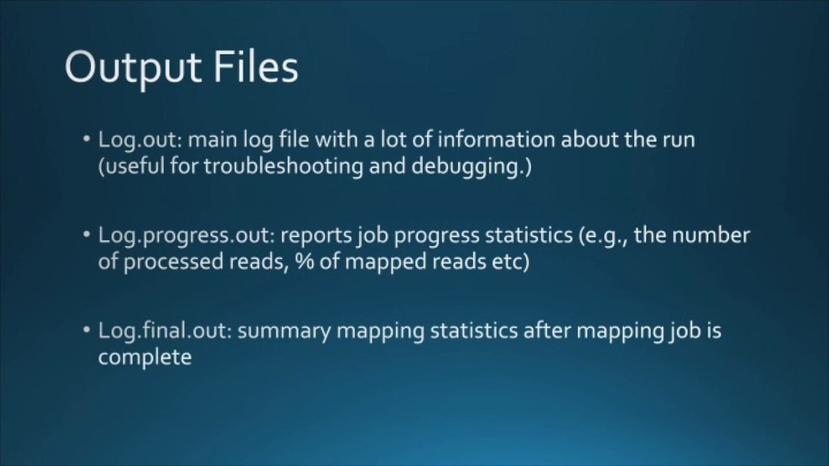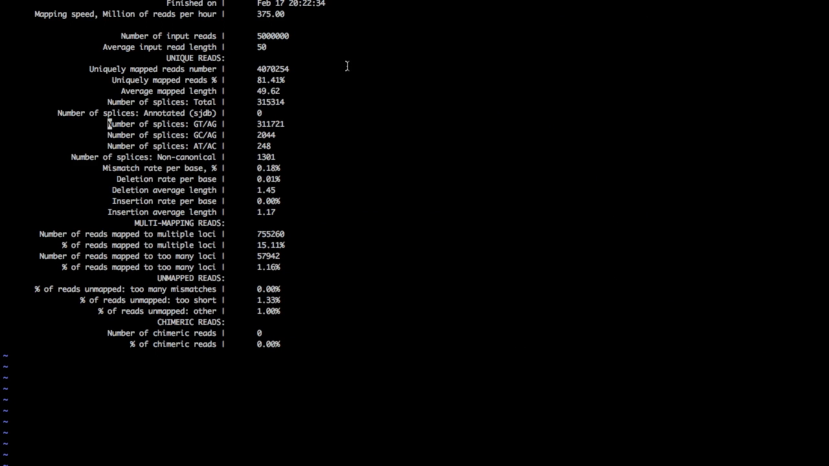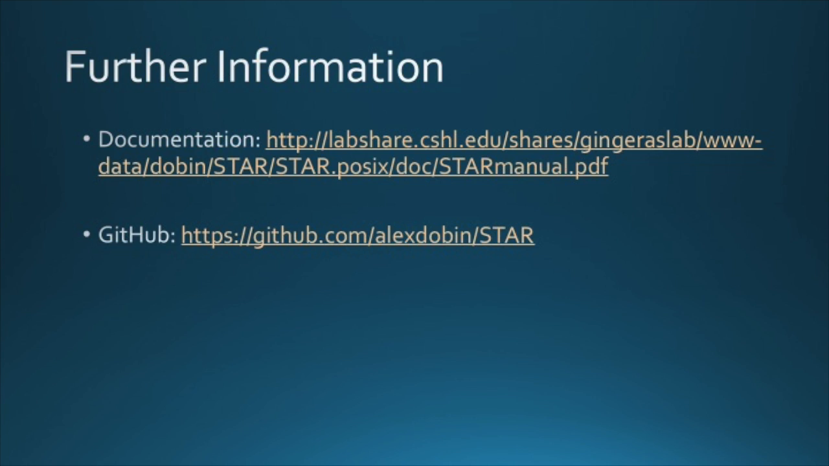We can find data on the number of uniquely mapped reads, the percentage of uniquely mapped reads, the average mapped length, the number of splices, as well as statistics on multi-mapping reads, unmapped reads, and chimeric reads if applicable. So this covers the basics of read alignment using STAR.